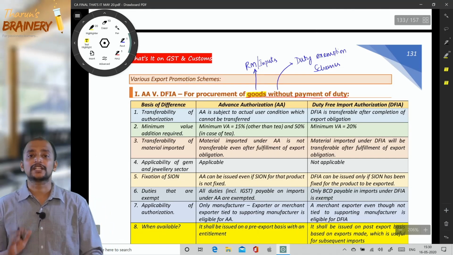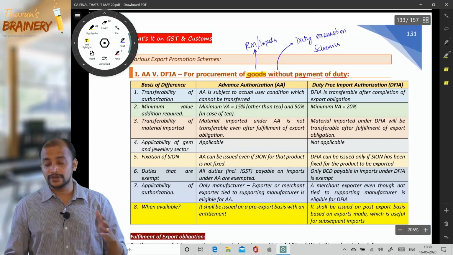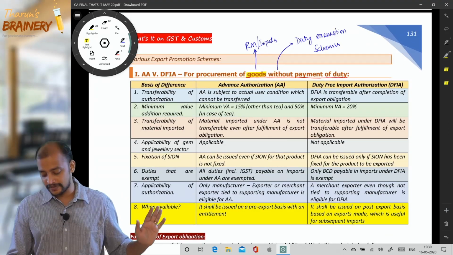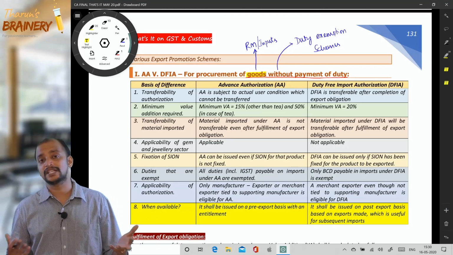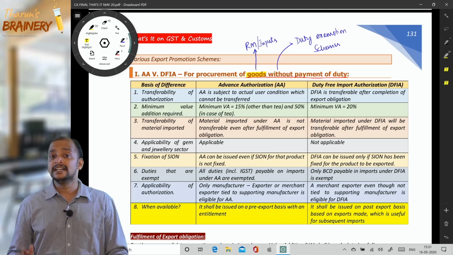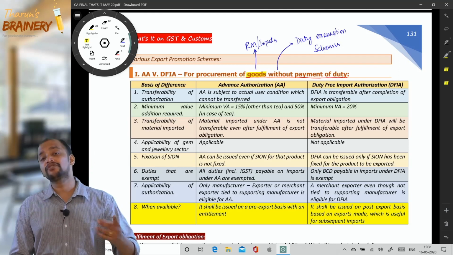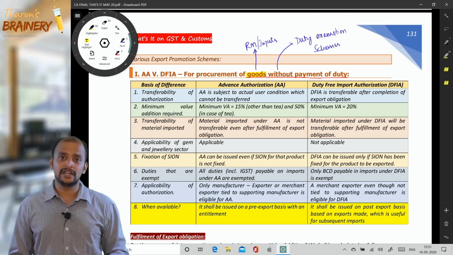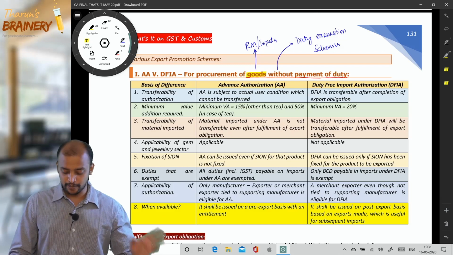Once you fulfill the export obligation. That's the first difference. AA is subject to the actual user condition, which cannot be transferred. It means the person to whom it is given is the only one who should import, and he cannot transfer the license. Whereas DFIA, when it is given to a person after fulfillment of export obligation, that license he can transfer to any other person. That is the first point.